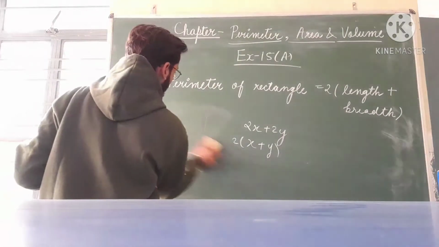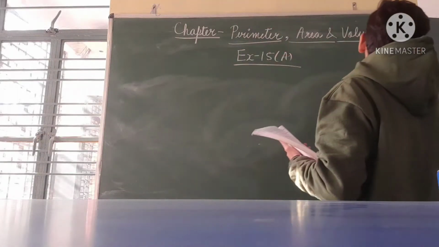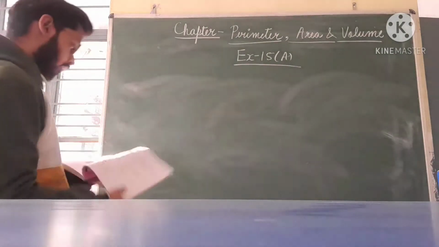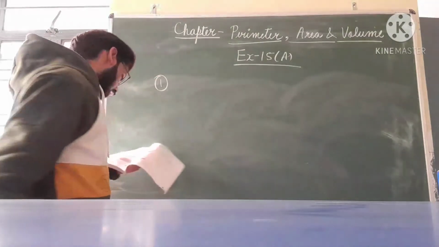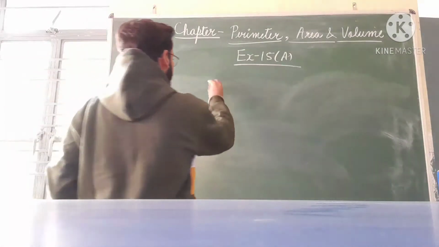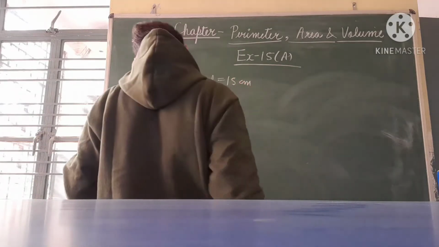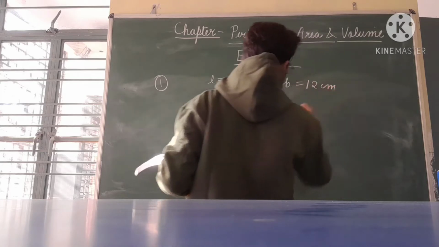Now starting with our exercise, just revise that formula. By this formula we can complete our first exercise, exercise 15A. Question number 1: find the perimeter of the following rectangles. Length is given as 15 centimeter and breadth is given as 12 centimeter, and we have to find the perimeter of the rectangle.